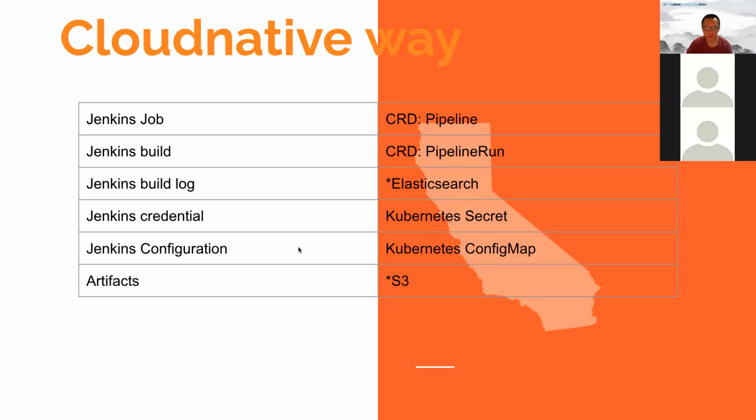We also put all Jenkins configuration into a config map. So you don't need to log into the Jenkins UI, and if you want to change the configuration, you just need to change it in a config map. For Jenkins build logs and artifacts, currently we don't provide a solution, but it's possible to store artifacts to S3 or build logs to Elasticsearch, and we can get the log directly from Elasticsearch instead of Jenkins.